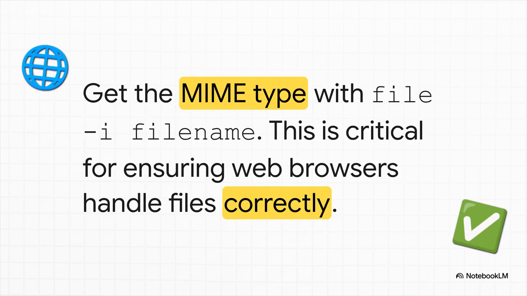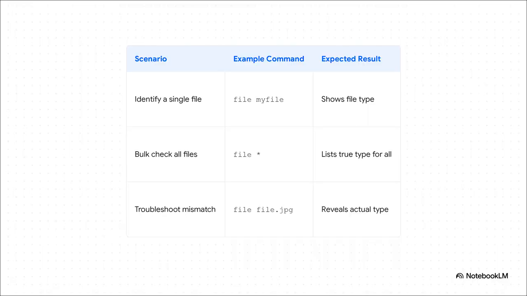Now, if you're dealing with a web server, this one's a game changer. The -i flag gives you the file's MIME type. This is the exact format that web browsers use to figure out what to do with a file. Using this makes sure your server tells the browser, hey, this is a PDF, so open it, or this is a text file, so display it. It prevents a ton of headaches. So just think about your workflow. You can quickly check a single file, no problem. Or, and I love this one for saving time, you can just type file * to check every single file in a directory at once. And of course, it's your absolute go-to whenever a file just isn't acting the way you think it should.